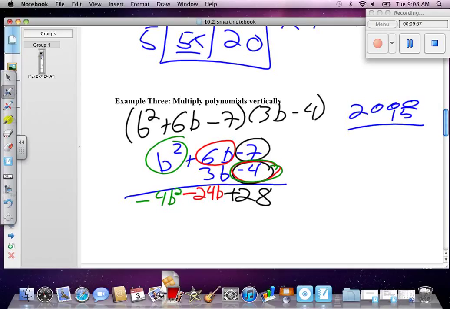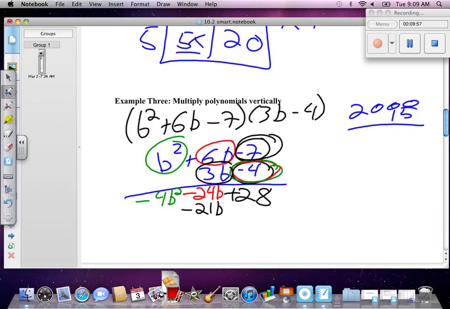So now I'm going to start again, but I'm going to do it with 3b. So I'm going to go 3b times negative 7 gives me negative 21b. See how I skipped this spot right here? There's no number multiplied by 3b that's not going to have a b. So I skipped that spot.